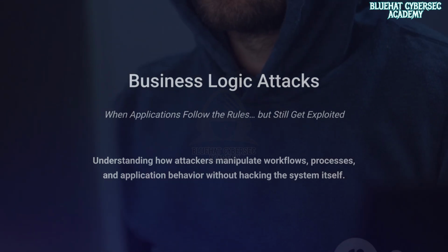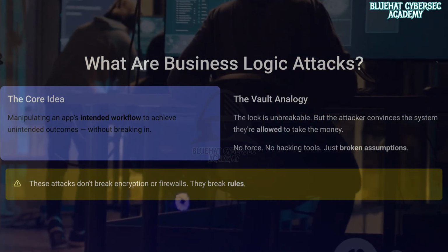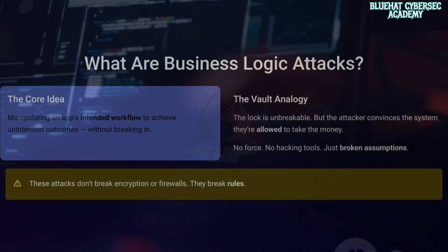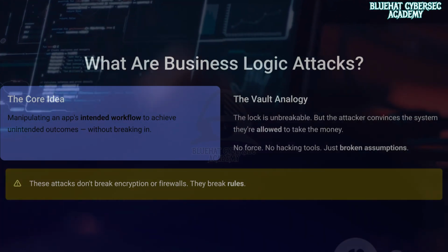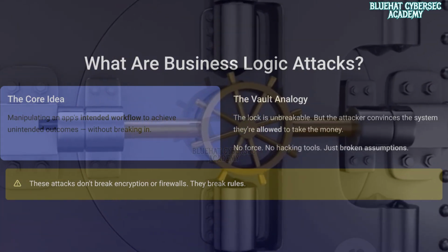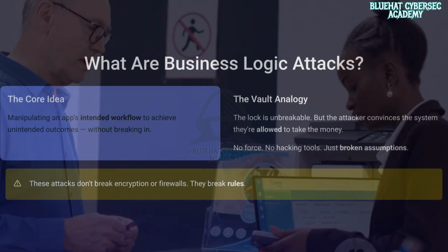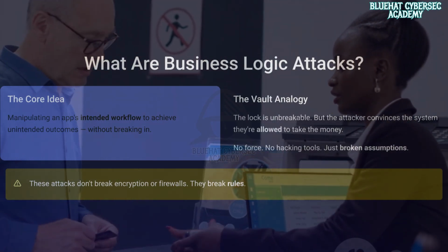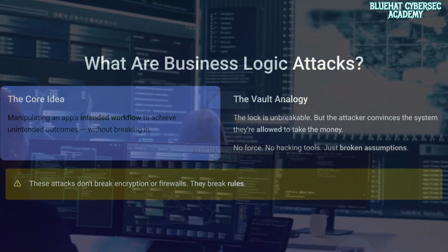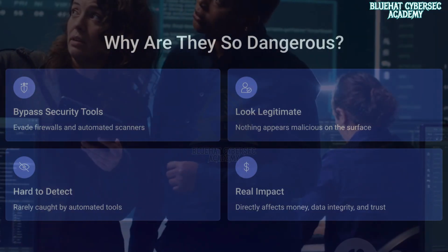So what exactly are business logic attacks? A business logic attack happens when an attacker manipulates the intended workflow of an application to achieve unintended outcomes. Instead of breaking into a system, the attacker simply uses the system in ways it was never designed to handle correctly. Think of it like this. The application is a bank vault with a strong lock, strong technical security. But instead of picking the lock, the attacker convinces the system that they're allowed to take the money. No force, no hacking tools, just broken assumptions. These attacks don't break encryption or firewalls. They break rules.